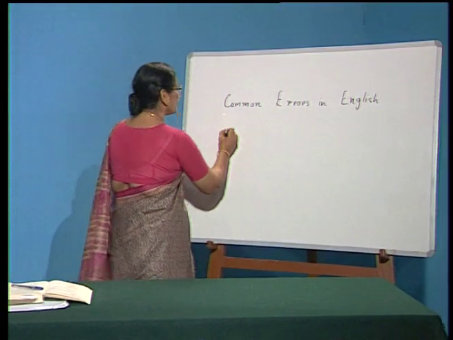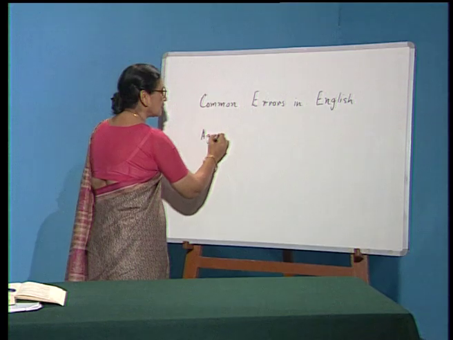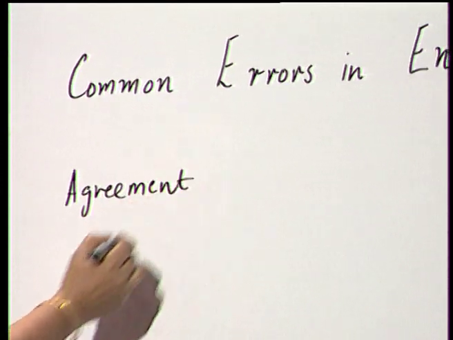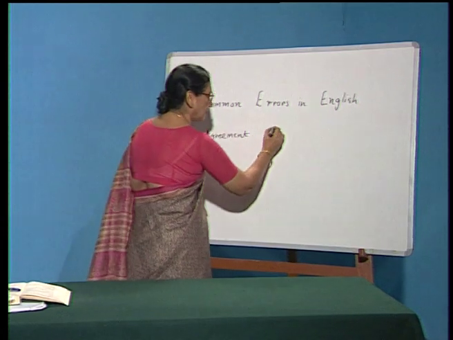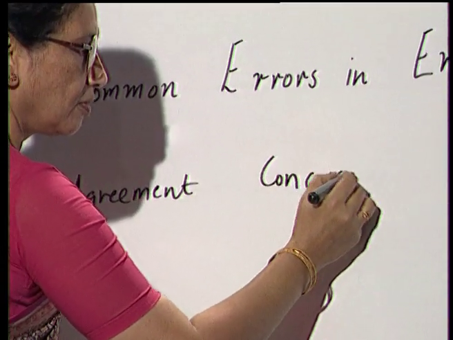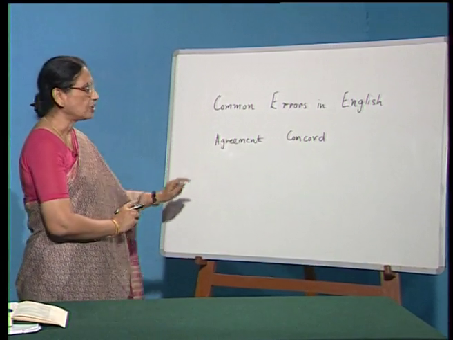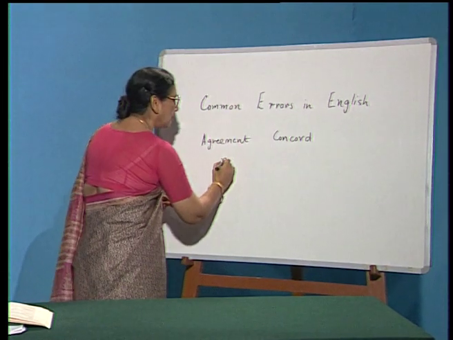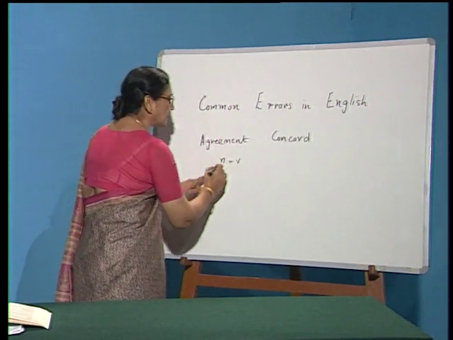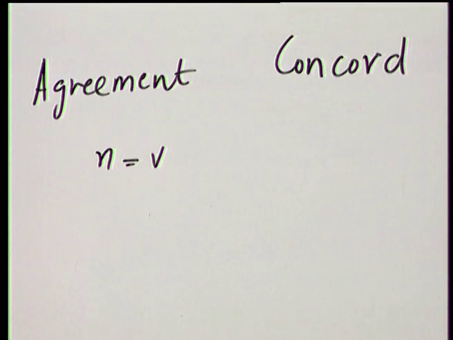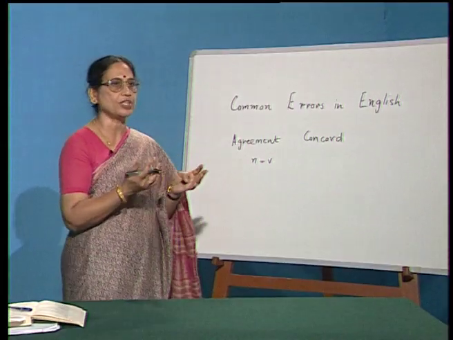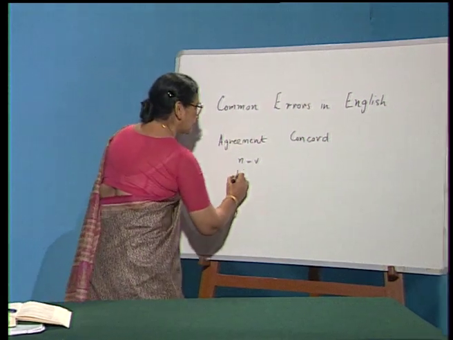Let us begin with the most common error that we all make, which is in agreement. What is agreement? Agreement is also called concord. You need not worry yourselves about these terms. What we need to know is whether the noun and the verb are matched, whether the noun matches the verb. Let us take some examples. As I said, we have to look for examples. Let us look at examples.